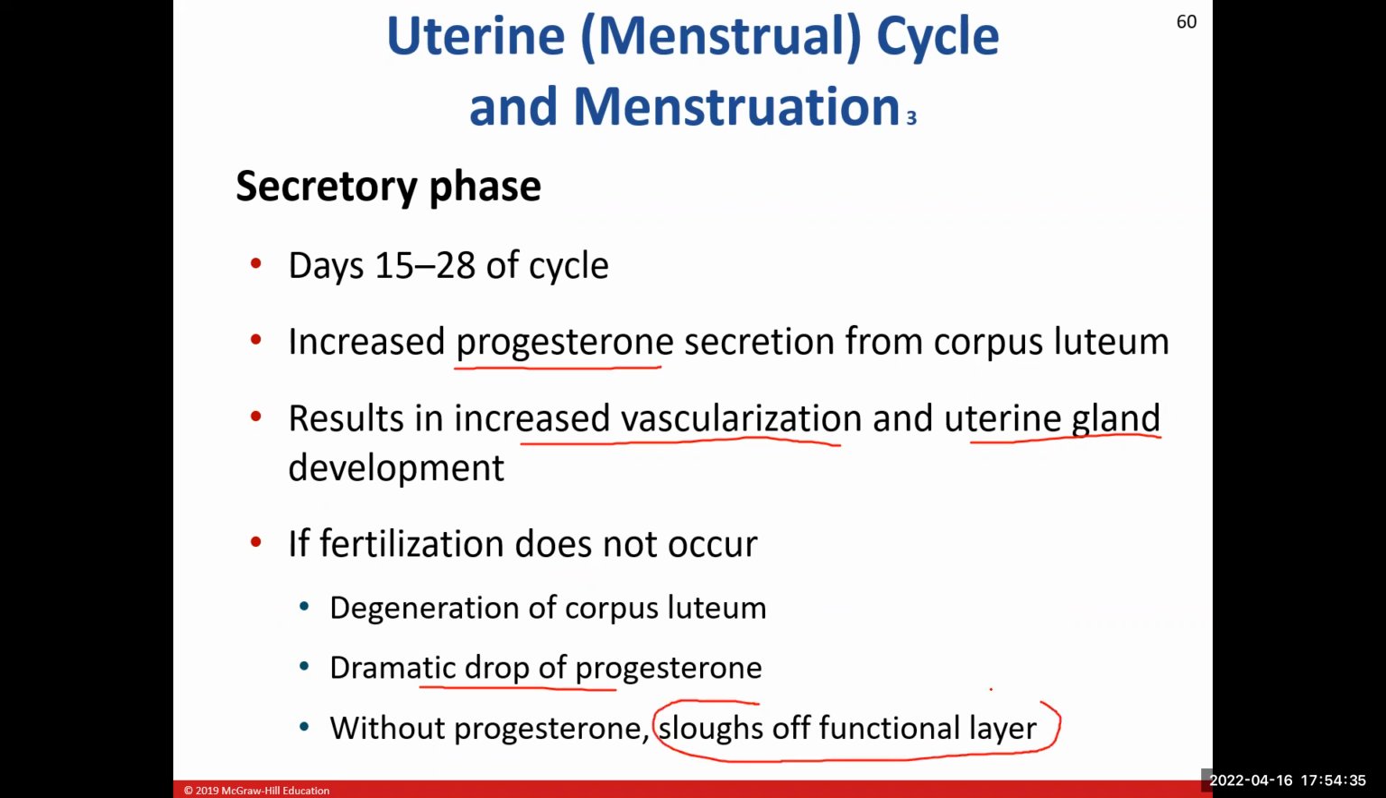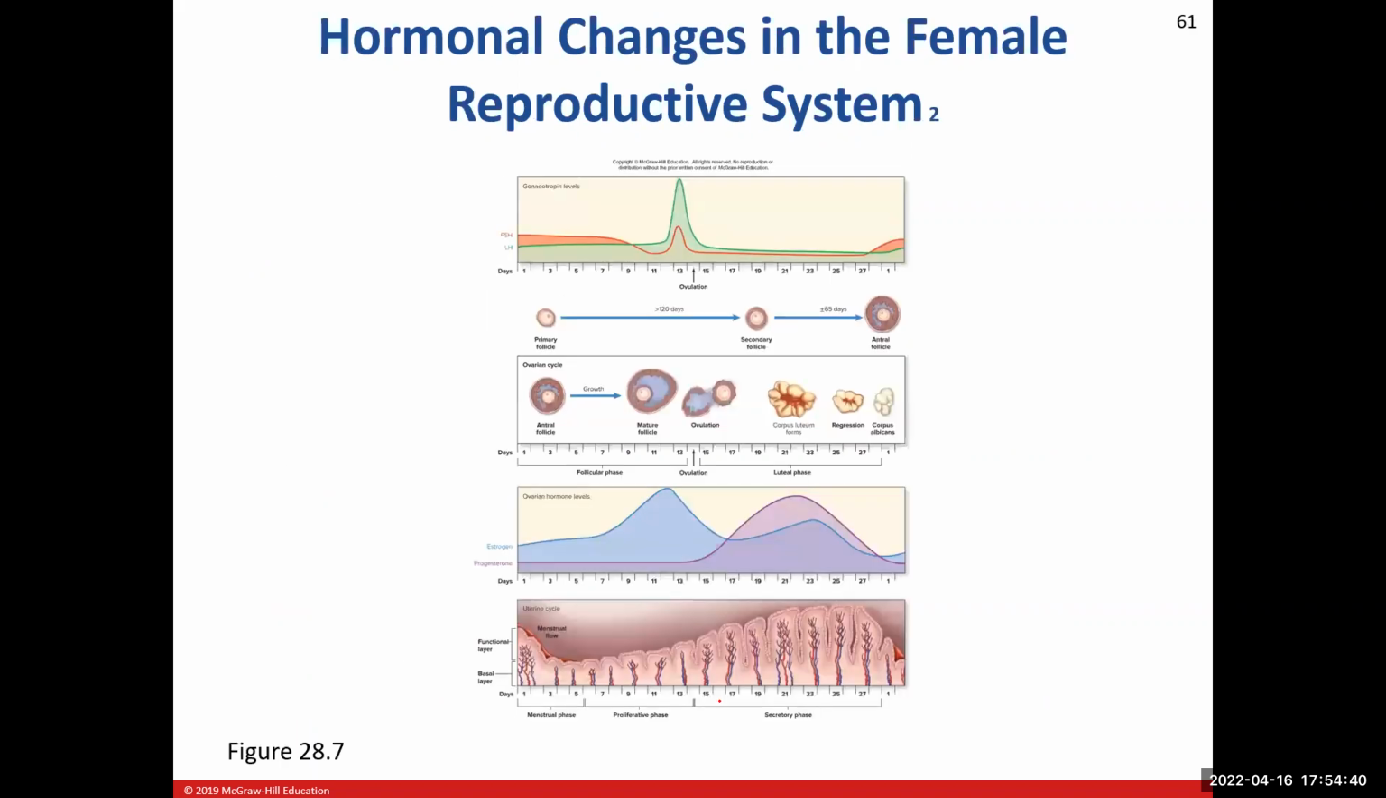the functional layer is going to degenerate and slough off, and you shed it during the menstruation period.